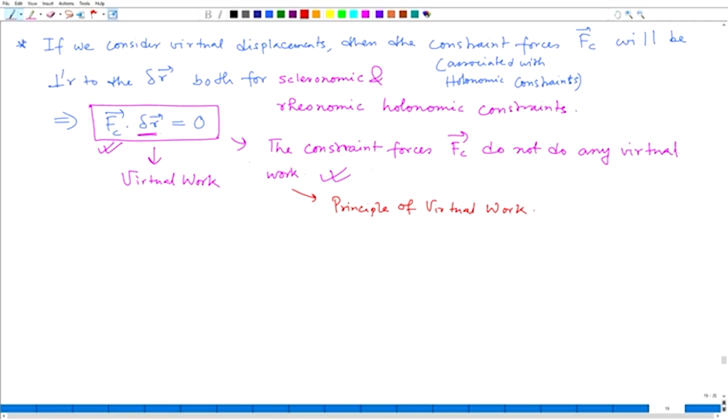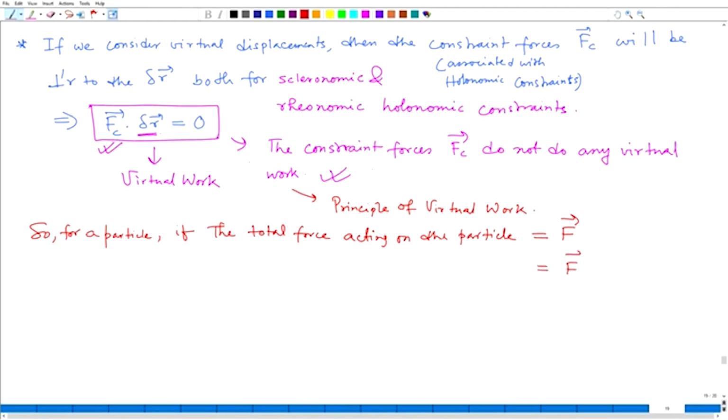Then what is the advantage from this? For a particle, if the total force acting on the particle is equal to F, I can decompose that into two parts, F I plus F C. F I is the force which is trying to cause acceleration, a force due to some external entity, and F C is the force due to some constraint.